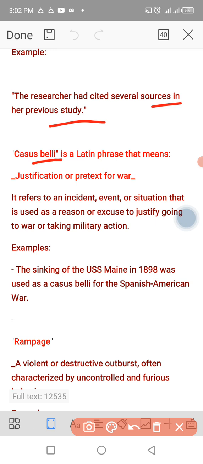Casus belli refers to an incident, event, or situation that is used as a reason or excuse to justify going to war or taking military action. For example, the sinking of the USS Maine in 1898 was used as a casus belli for the Spanish-American War.